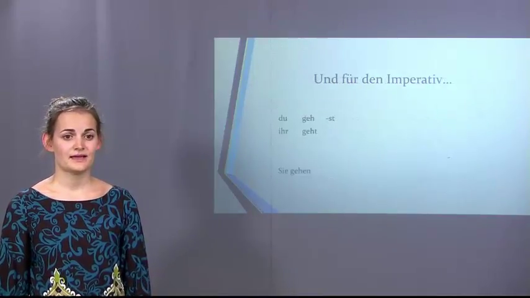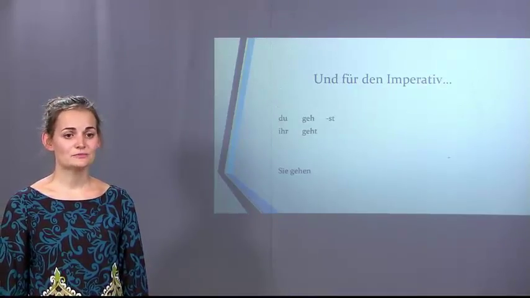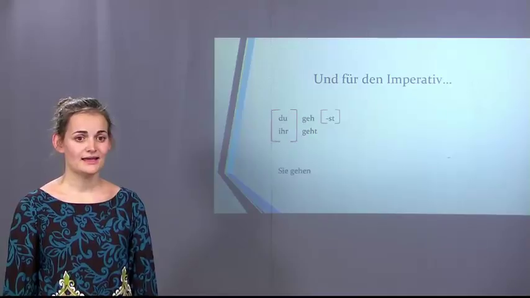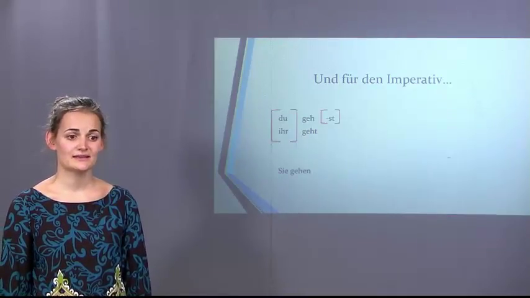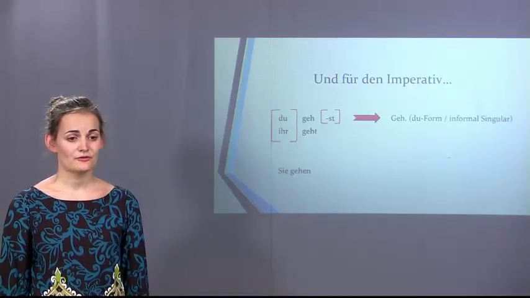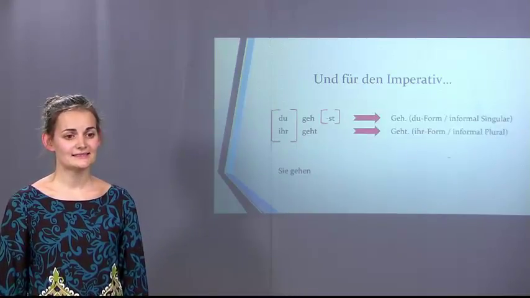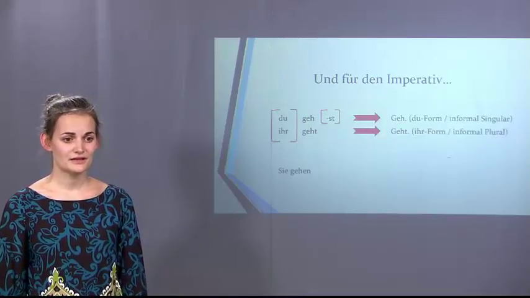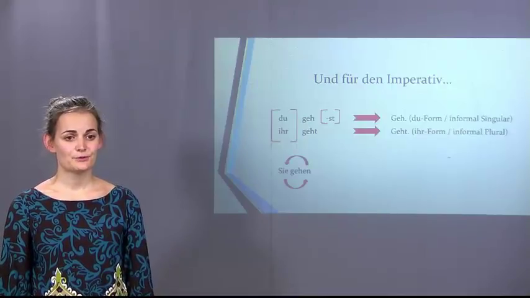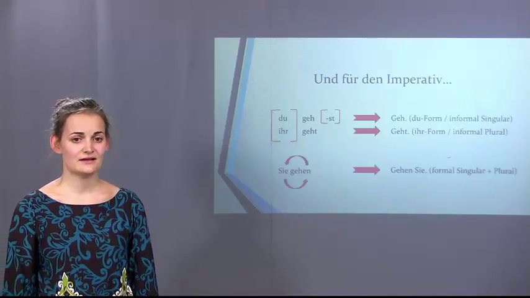Now, for the imperative, we take these three forms from the present tense, and in order to build the du and the ihr form of the imperative, we take out the pronoun and we cut off the ST ending in the du imperative. You get geh, go, for the singular informal version, and you get geht, go, for the plural informal version. Now for the formal imperative, you switch the pronoun with the verb and you get the imperative gehen Sie for both singular and plural.